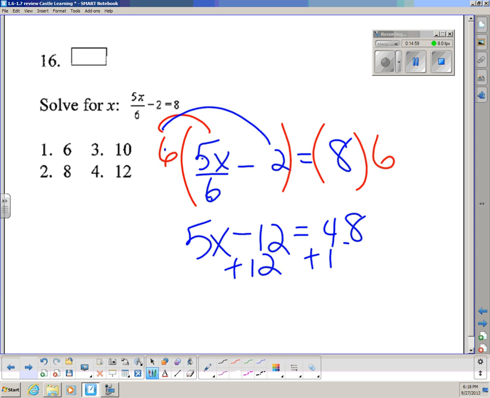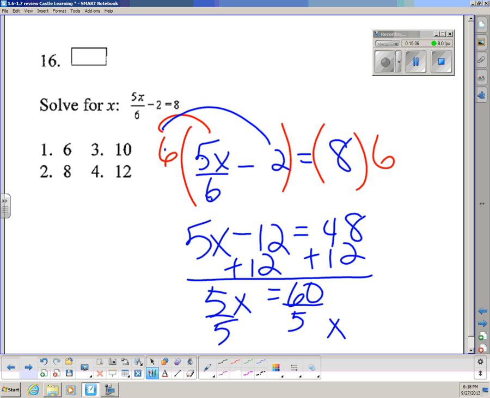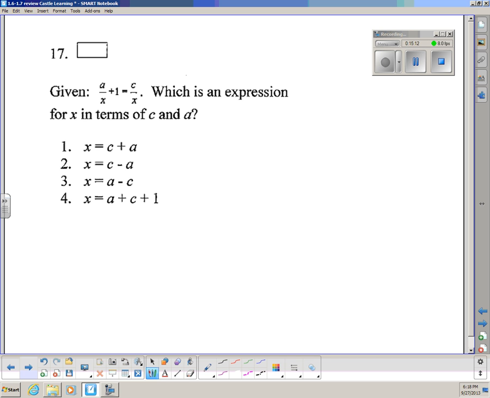Add 12 to both sides. We get 5x equals 60. And then we're going to divide by 5, and x is equal to 12. Choice 4. Number 17. 17 is a little trickier.